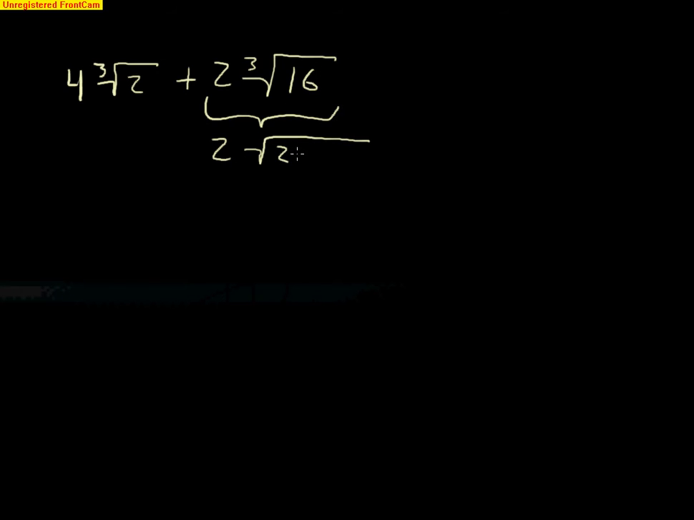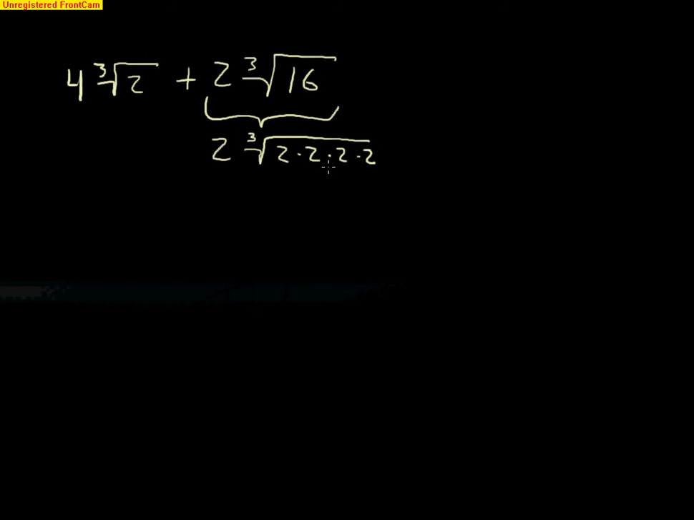4, and we're going to take the cube root of 2. Man, that's ugly. Cube root of 2. And I'm going to say plus 2 cube root of 16. Now, on the surface, there's no like terms. This is cube root 2, this is cube root 16. But let's not forget that I can break this 16 down. So this part can be broken down to 2, and then I have 2 times 2 times 2 times 2.